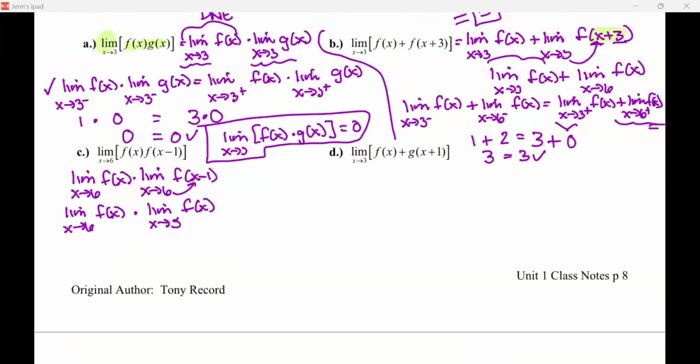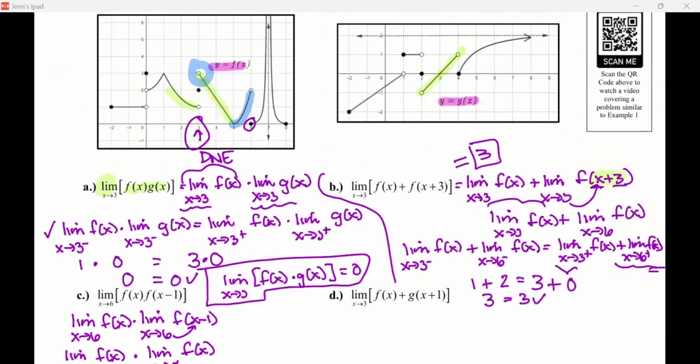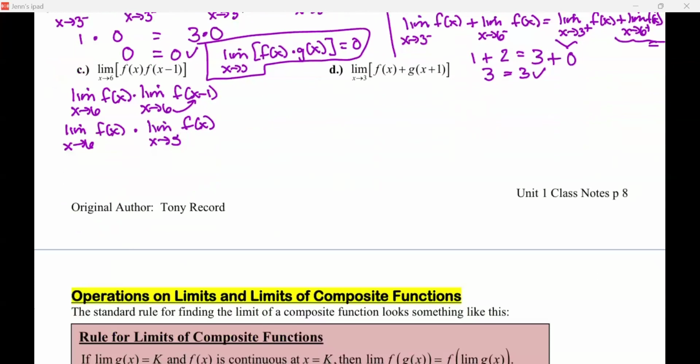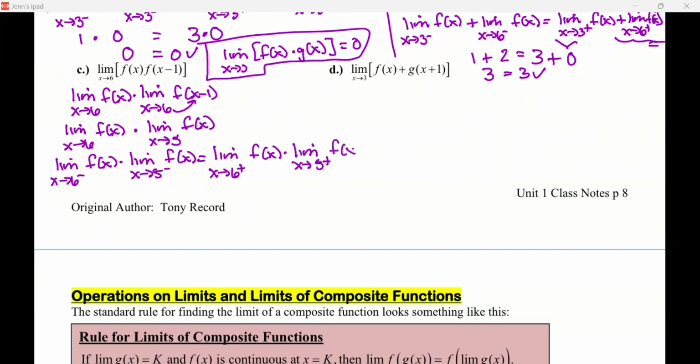So again, if you take a look at the graph of f of x, I know the limit as x approaches 6 by itself is a DNE. So I need to look at my limits from the left and compare them with the limits from the right of this product. So I have the limit as x approaches 6 from the left of f of x times the limit as x approaches 5 from the left of f of x. Check to see if it's equal to the limit as x approaches 6 from the right of f of x times the limit as x approaches 5 from the right of f of x.